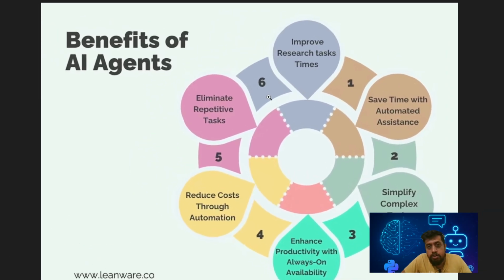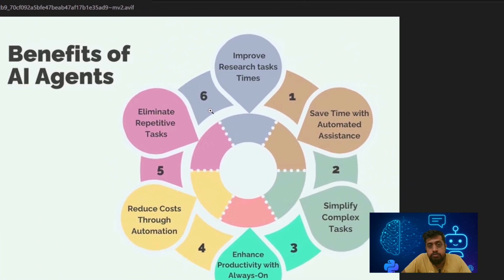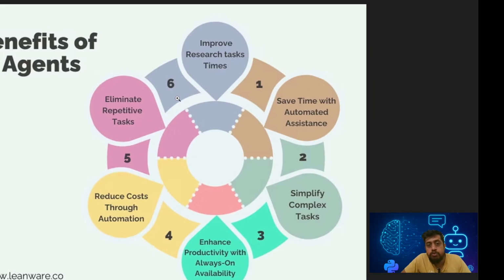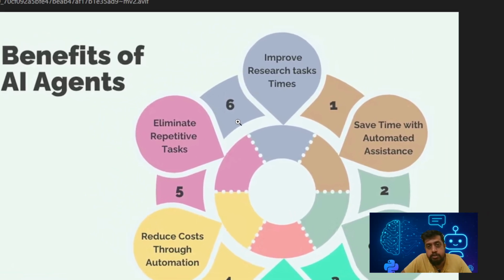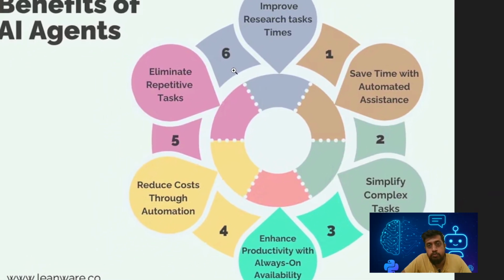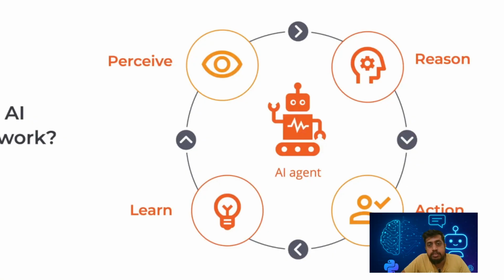And reduce cost through automation, that is also there in the Gen AI concept. Let me zoom in a little bit. Yeah, so that is how it works. And next, improve research tasks and eliminate repetitive tasks in addition. So a lot of benefits are there in this section, right? So that is what benefits we saw.